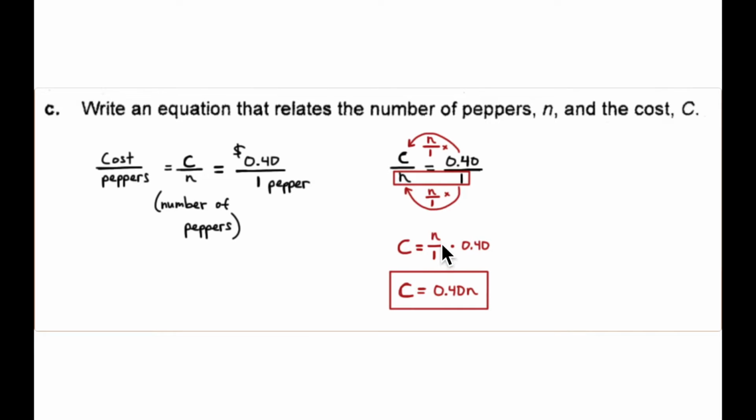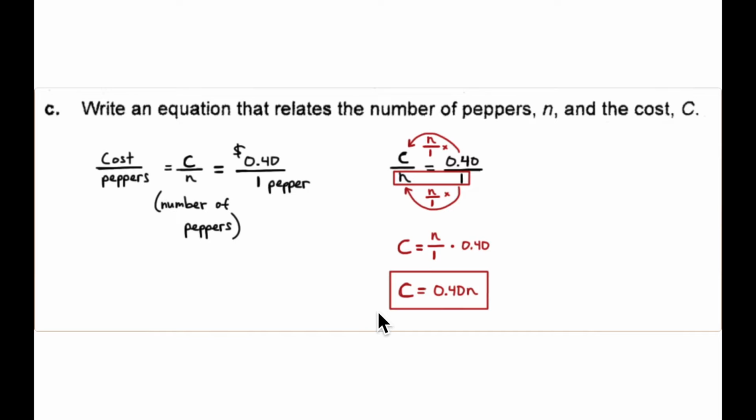So the cost is equal to N over 1, that ratio right here, times 40 cents. Well, N over 1 is N. So the cost is equal to the number of peppers times the unit rate, which is 40 cents. And you might be able to just look at this and see that the cost per pepper is equal to 40 cents. So the cost is equal to 40 cents times N.